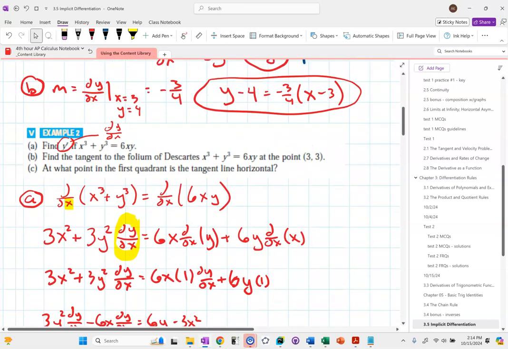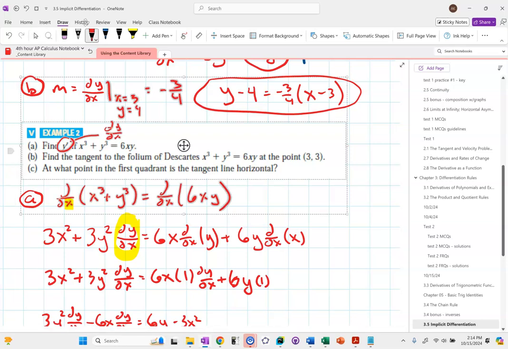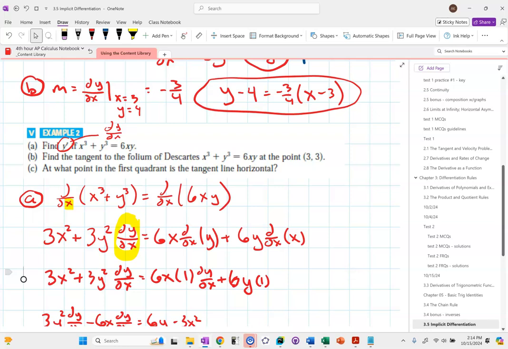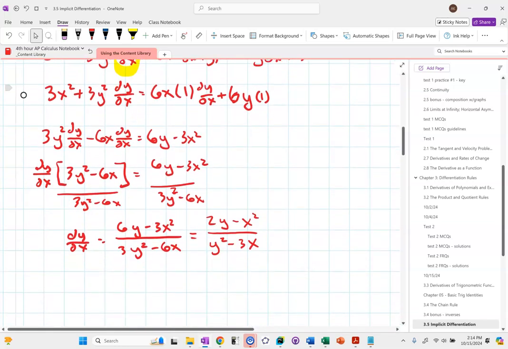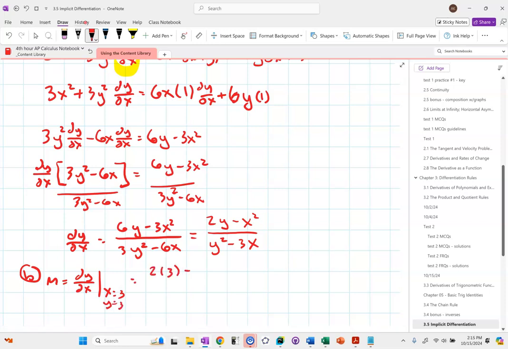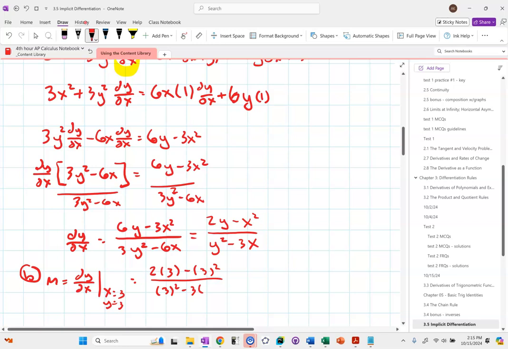All right. And then part B was find the tangent to the folium of Descartes, this thing. Apparently that thing has a name. It's a fancy name. At the point (3, 3). So I know m is going to be the derivative evaluated when x is 3 and y is 3. That all look good so far?